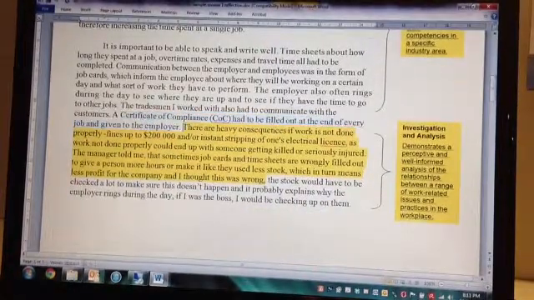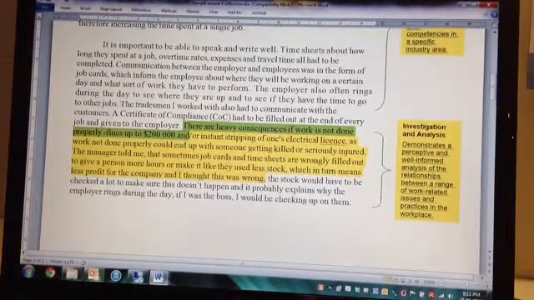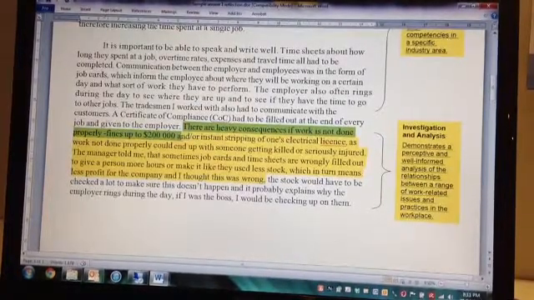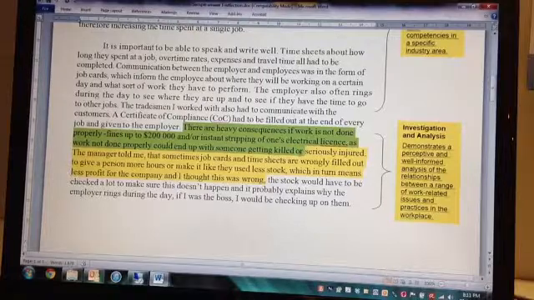And here we're showing investigation analysis. There were heavy consequences if work is not done properly. Fines of up to $200,000 or instant stripping of one's electrical licence, as work not done properly could end up with someone getting killed or seriously injured.